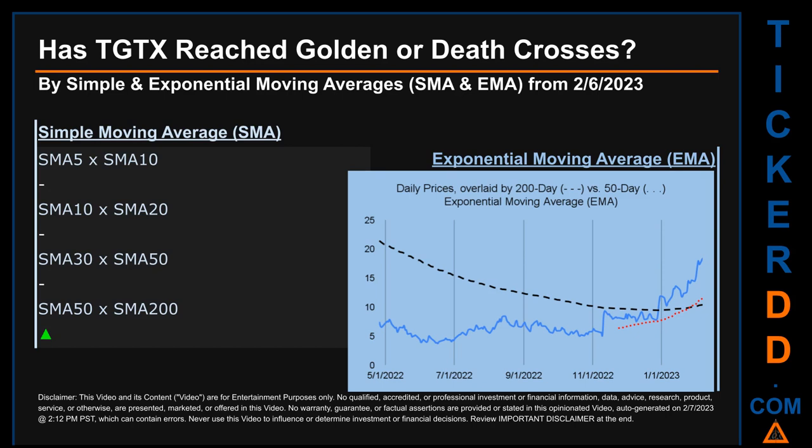For simple moving average, by comparing 50 to 200 days, we found a bullish golden cross signal since the 50-day SMA crossed above the 200-day. Continuing with SMA, we looked across the 5 to 10, the 10 to 20, and the 30 to 50-day ranges to see if golden and death crosses had been reached. We could find neither golden cross nor death cross signal for the 5 to 10, the 10 to 20, the 30 to 50.